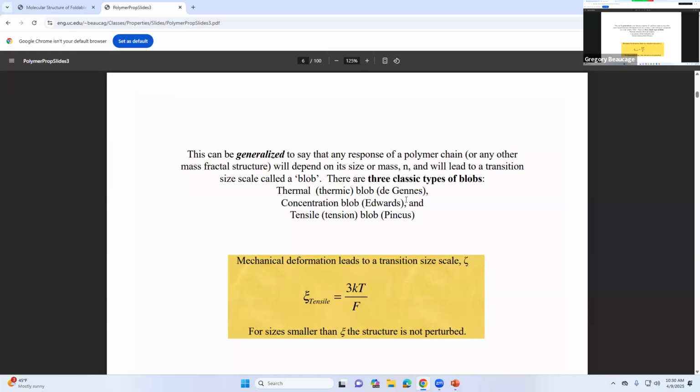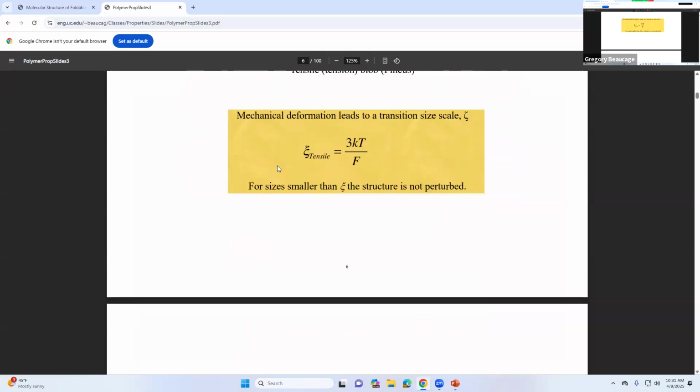But actually, I think the first one that was done was the thermal blob, which is the most complicated. And then the concentration blob afterwards, or maybe around the same time. And then the tensile blob, not until the 1980s or something like that. So a lot later. Thermal was something like the late 60s, early 70s. Concentration is like mid 70s. And this is like 80s, 90s. So the simplest one is the last one that was found out or talked about.